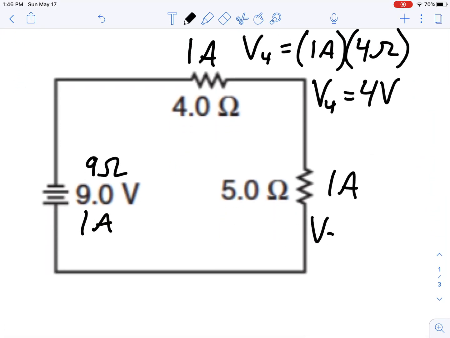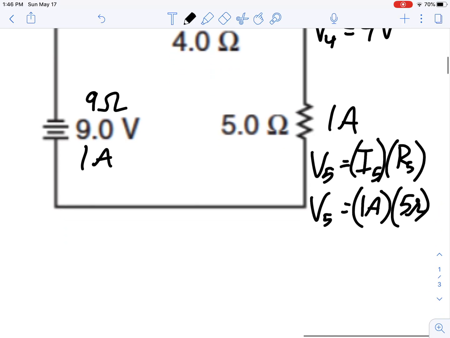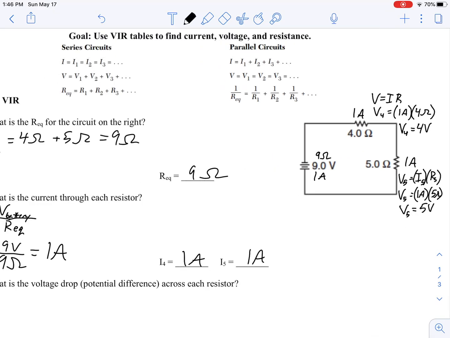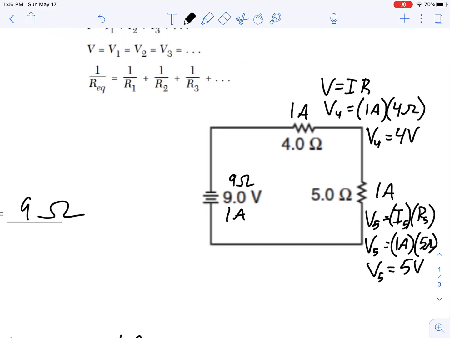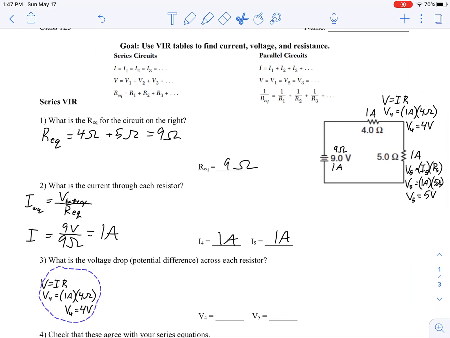So V5 would be the current going through resistor 5 and the resistance of resistor 5. So V5 equals 1 amp times 5 ohms, and V5 equals 5 volts. Again, just a coincidence that the 5 ohm resistor has 5 volts. All right, so here's what I'm going to do. I'm just going to take these and bring the work for them down. Copy. I'm going to paste that there.